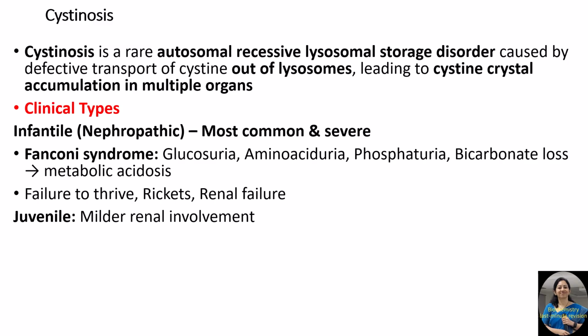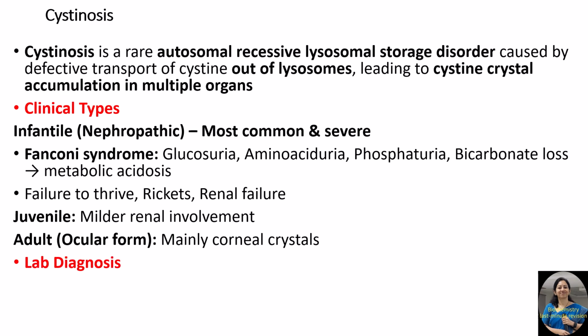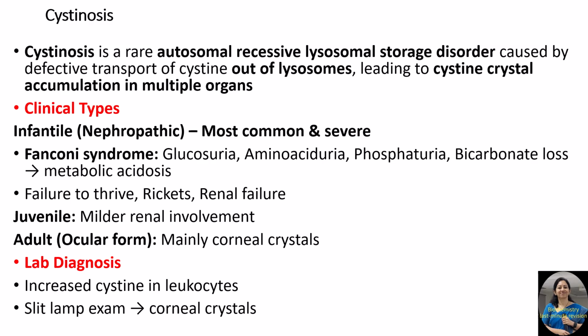The other form is the juvenile form. This is a milder form compared to the infantile form, and there is mild renal impairment. The third form is the adult form. Kidneys are spared, and the eyes are involved, where cystine crystals accumulate in the cornea. So coming to the lab diagnosis, there will be increased cystine in the leukocytes, and in the adult form, when the eyes are examined using slit lamp examination, the crystals are seen in the cornea.